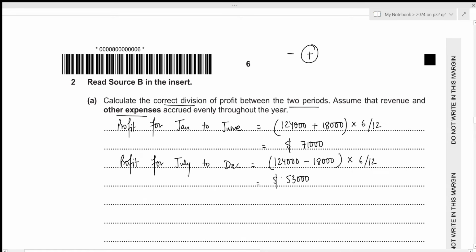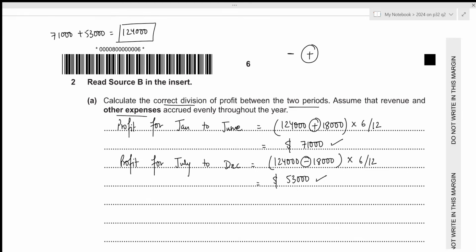Again, you might get confused, but the total profit is still the same. That is 71,000 plus 53,000, which still results in 124,000. So there is no change in the total profit. The only thing that we are changing is now we are allocating the expenses of the 18,000 to the second half of the year instead of the first half of the year. That's why we added the expenses for the first half and subtracted the expenses for the second half.